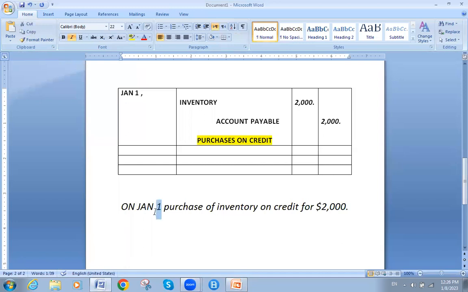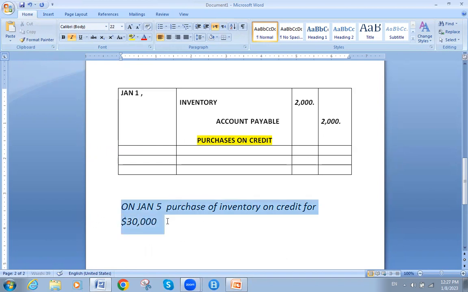On Jan 5, purchase. Let us say, as an example, purchase. I will leave it inventory for credit of 30,000. I don't want to change anything; I just want to change only the numbers, because I want you to train yourself one by one. We will go here one by one.